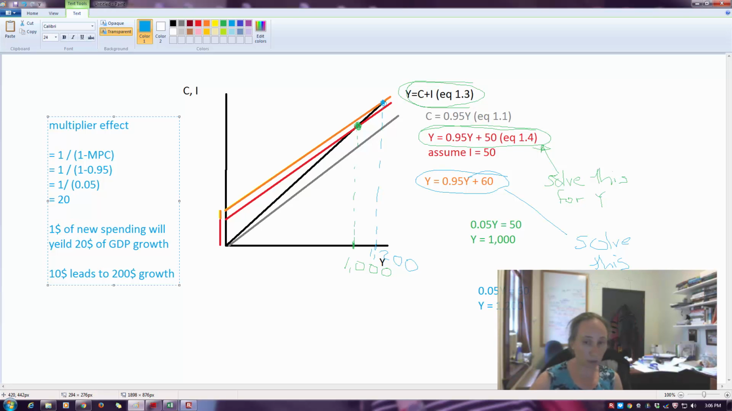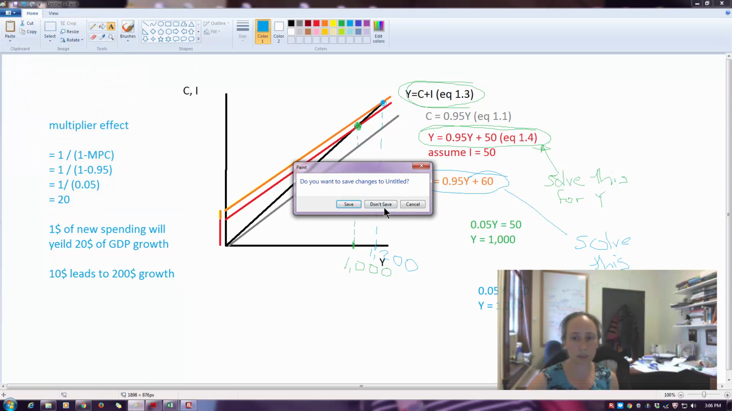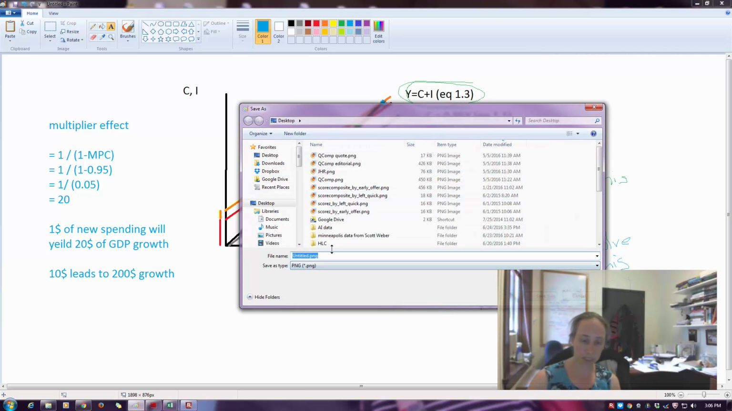So hopefully that helps. I will quickly, let's do a new one. Sure, we'll save this real quick, just in case we need it later. Multiplier.